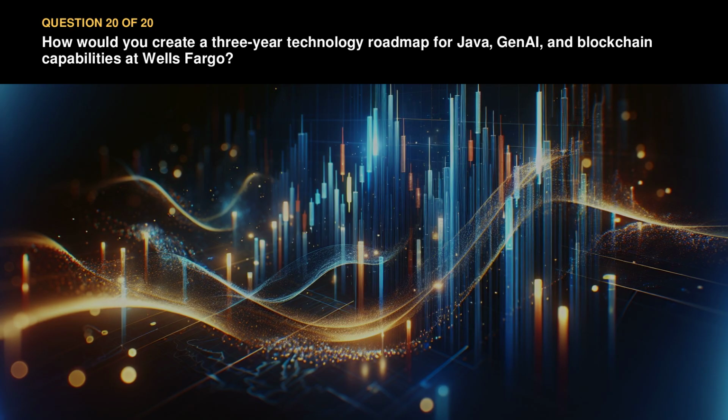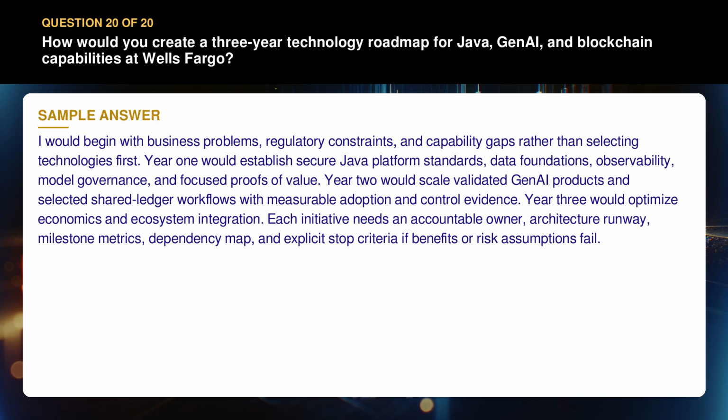Question 20. How would you create a 3-year technology roadmap for Java, GenAI, and blockchain capabilities at Wells Fargo? I would begin with business problems, regulatory constraints, and capability gaps rather than selecting technologies first. Year 1 would establish secure Java platform standards, data foundations, observability, model governance, and focused proofs of value. Year 2 would scale validated GenAI products and selected shared ledger workflows with measurable adoption and control evidence. Year 3 would optimize economics and ecosystem integration.